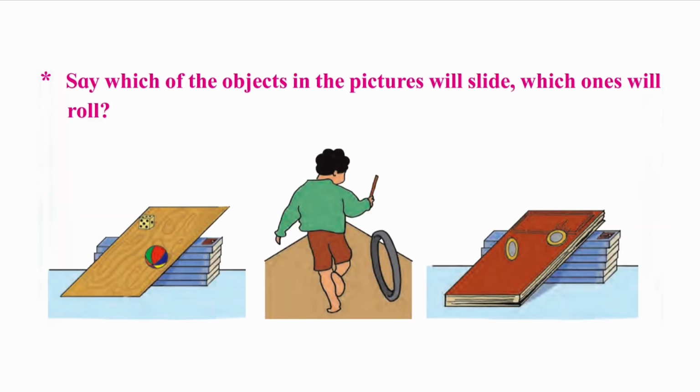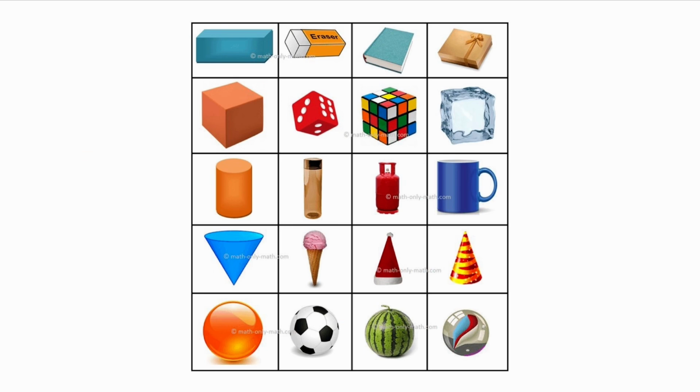Say which of the objects in the pictures will slide and which one will roll. So the dice will slide, the ball will roll, the ring will roll, this coin is sliding down because of the flat surface, and this coin is rolling down because of the curved surface. Very good. So these are the different shapes. Please observe them carefully.